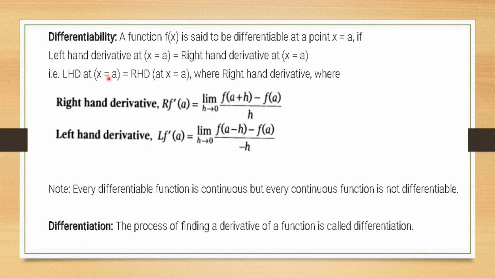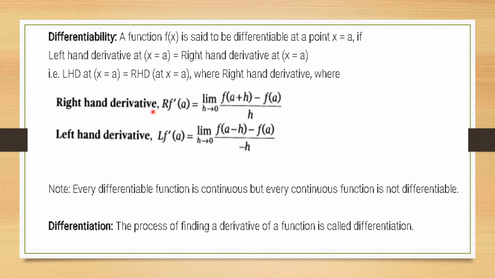Now differentiability, let us remind before starting. A function f(x) is said to be differentiable at x equal to a if the LHD, the left hand derivative, at x equal to a is equal to the right hand derivative at x equal to a. How do we check it? We have not simply taken x approaches a; we put a plus h for the right hand derivative and a minus h for the left hand. In that way we have done it.